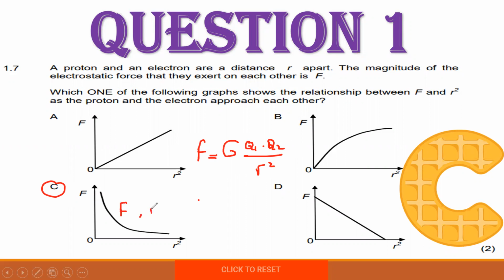But if they ask the same question with a graph between force and 1 over R square, because in past papers I see that kind of question also, what are we going to do that time? If they ask you for the graph between force and 1 over R square, then 1 over R square is directly proportional. But if they ask you for the graph between force and R square, your answer is C. All right, so let's continue with the next question.